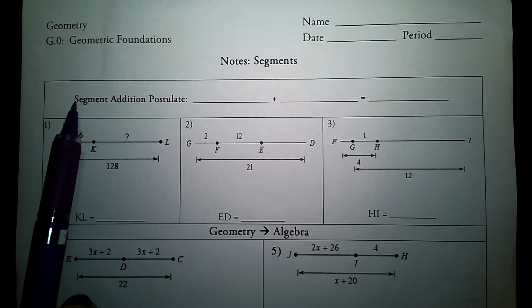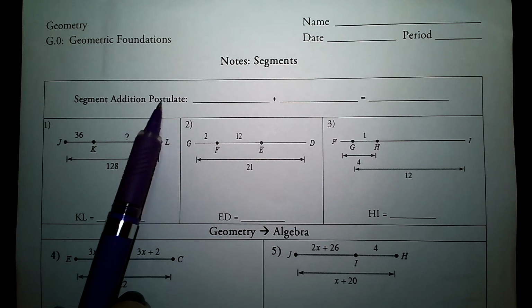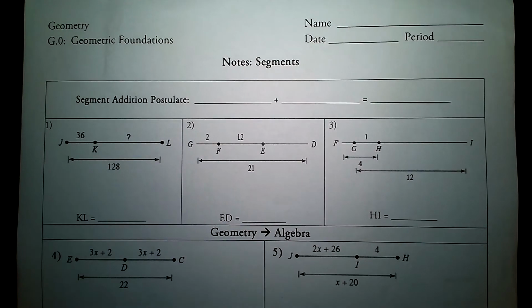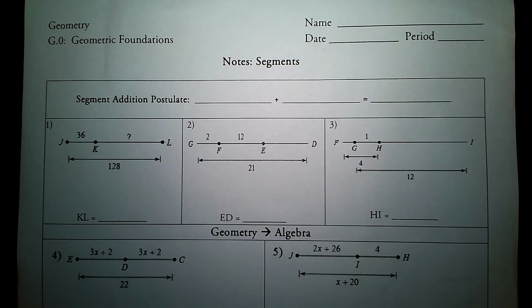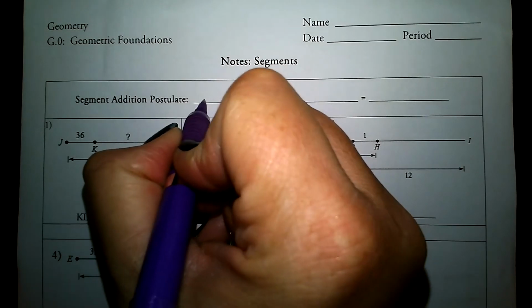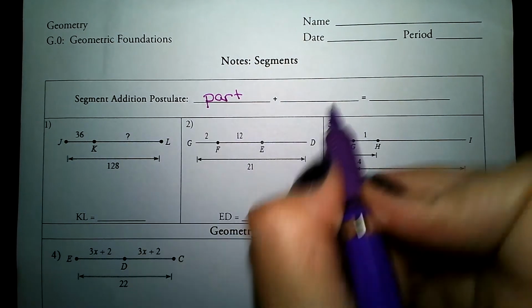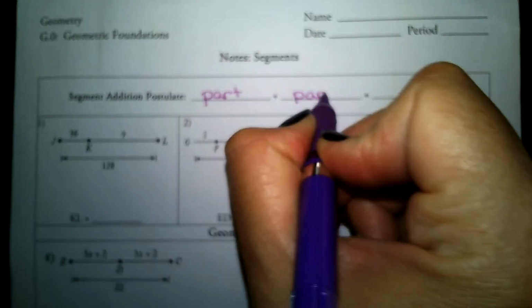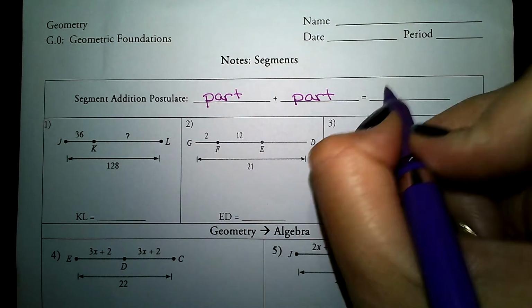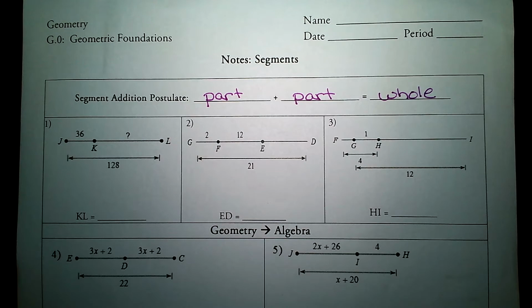That's exactly what it sounds like, taking segments, adding them together to make a postulate, which is like a rule to follow. And I've kind of just simplified it down to this. Segment addition postulate says part of a line, a segment, plus another part of a line, another segment, equals the whole piece. Part plus part makes whole. Let's see what I'm talking about with some very basic examples.